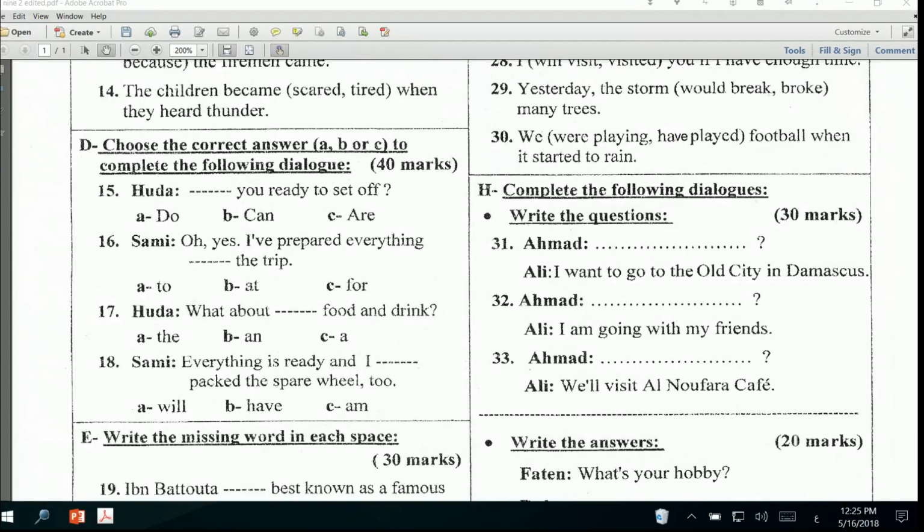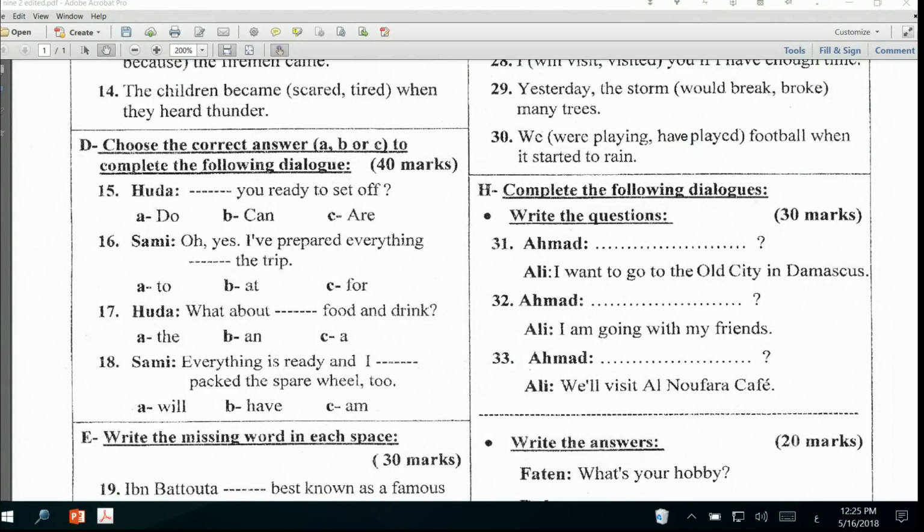What about food and drink? What about the food, or a food and a drink? I think it is the, because it is something special for the trip. Let's explain, please, the and a in brief. We're going in the remaining time to explain the grammar, but to give a hint to the student, please.